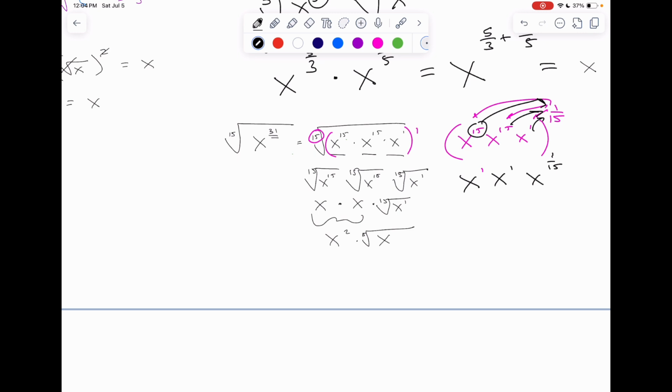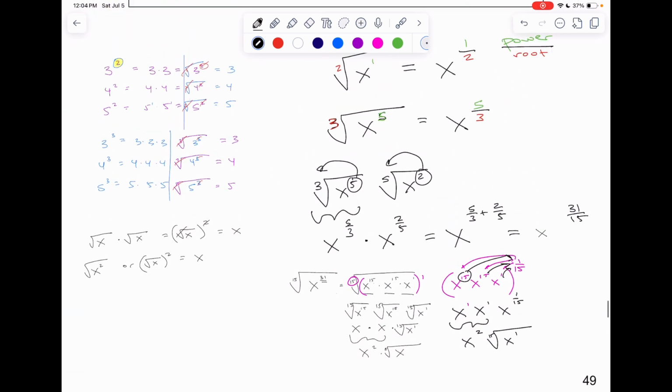And again, if I look at how I simplify this, x to the 1, x to the 1, we add those exponents, that's x to the 2. And if I want to write that last one as a radical, 15 is the radical index, and 1 is the exponent. So we have lots of different ways to think.